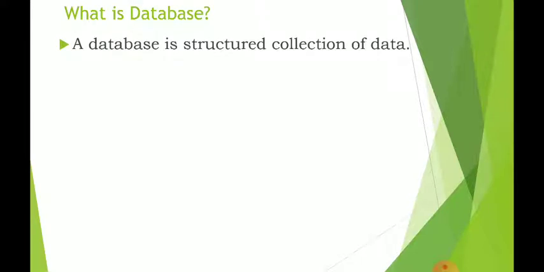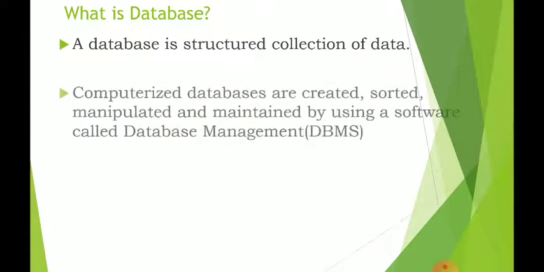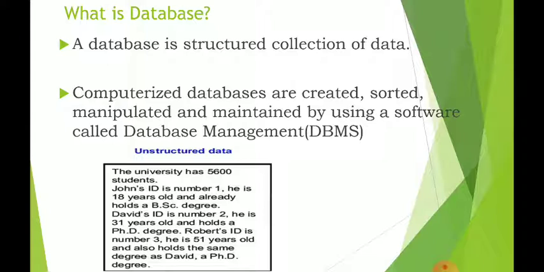A database is a structured collection of data. Now, what do you mean by structured collection of data? On your screen, you are seeing data written in a paragraph. It tells about some person's name, age, and what degree he holds. But we will take some time in order to read and understand the whole paragraph. So, this is an example of unstructured data.